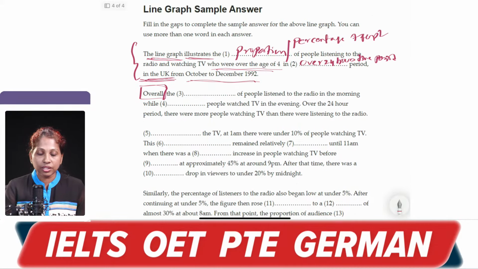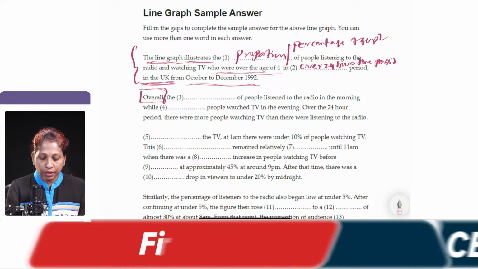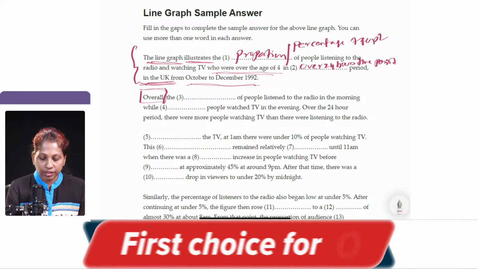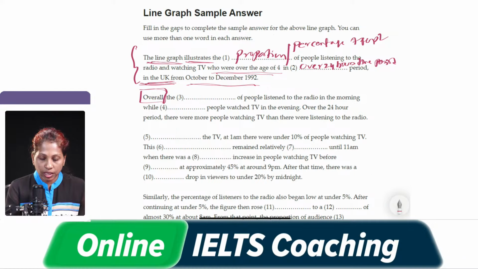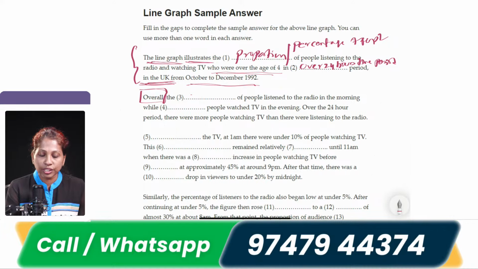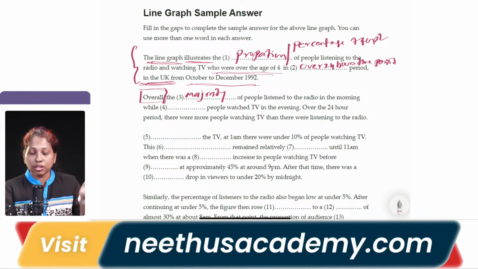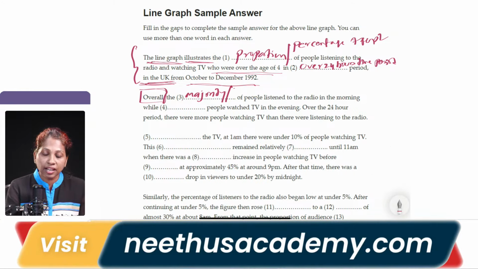But let us look at how they have written it. See, overall you can write, maybe you can write overall significantly, if the is not there, okay, overall the majority of people, you can write majority of people listen, or maybe if you remove the, you can add overall significantly higher percentage of people.